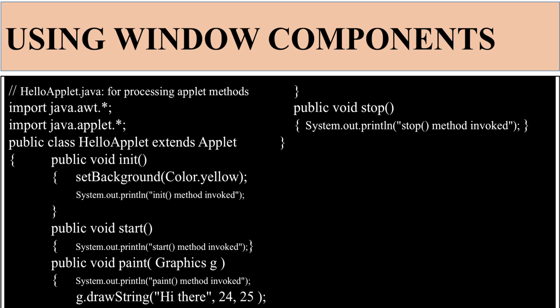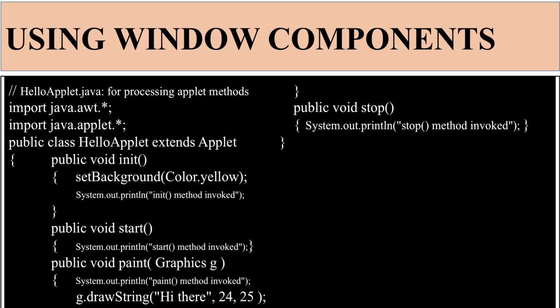So, we must pass this argument so that we can use the drawString function, because drawString is part of the Graphics class. This is for drawing any string or any figure over the applet. Even the string is not printed, it is drawn. So g.drawString("Hi there") will display the message at the 24, 25 coordinate.